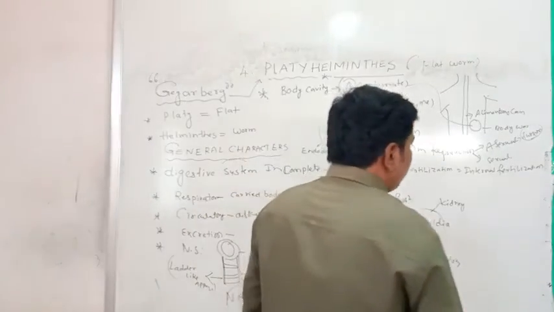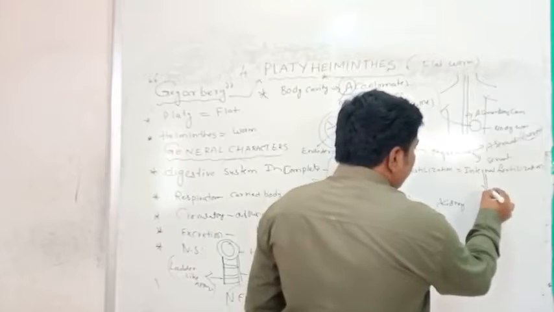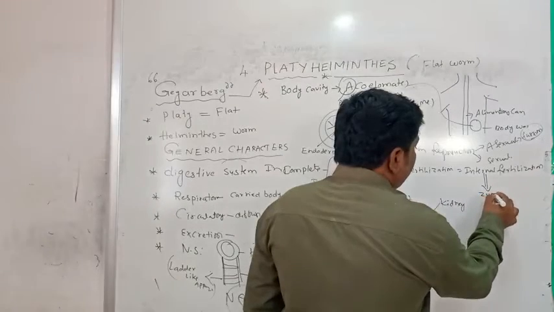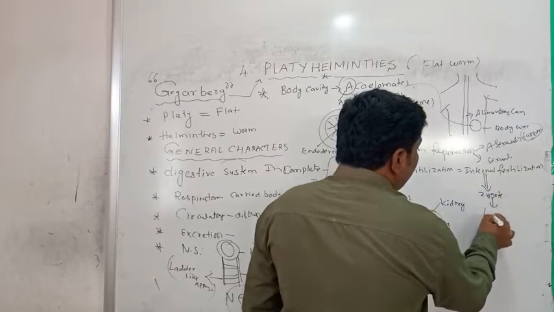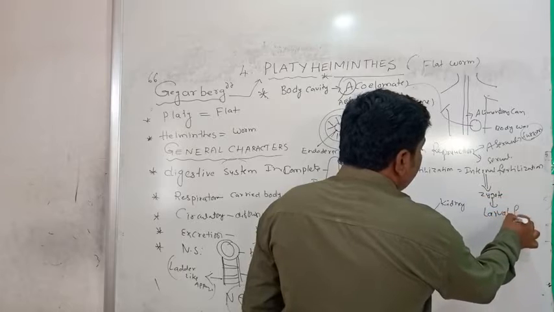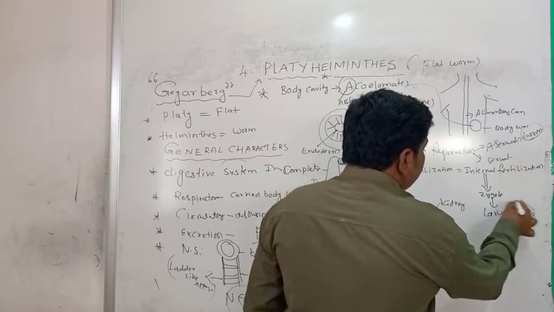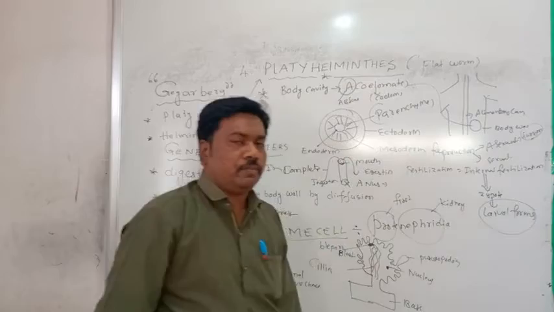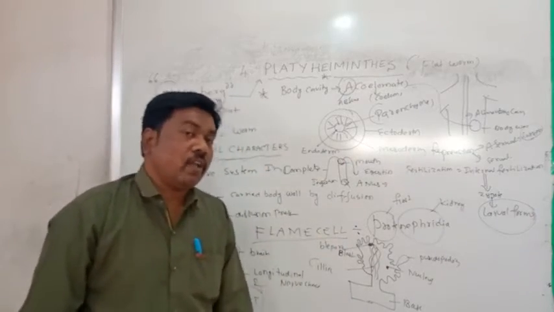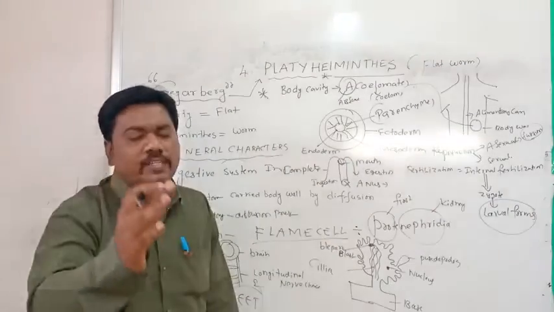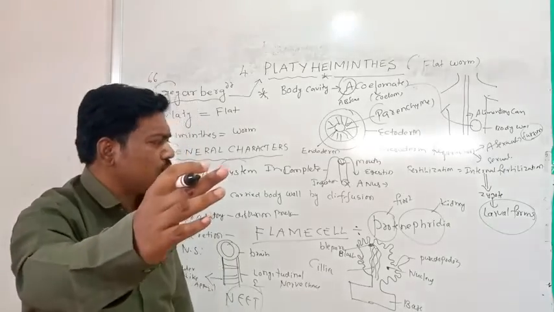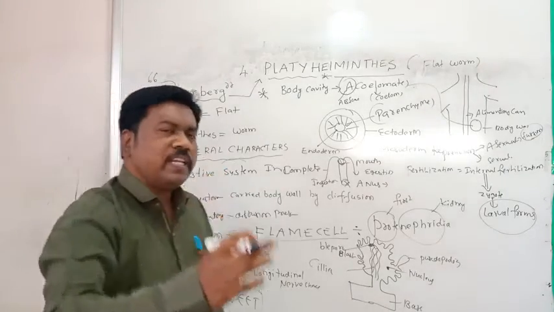So after the fertilization, what happens, beta? The organism produces a zygote, and from the zygote it produces larval forms, right? This is very, very important for competitive examinations. Larva, so how many kinds of larvas are produced? This is very, very important for the NEET point of view. So there are so many larvas produced.